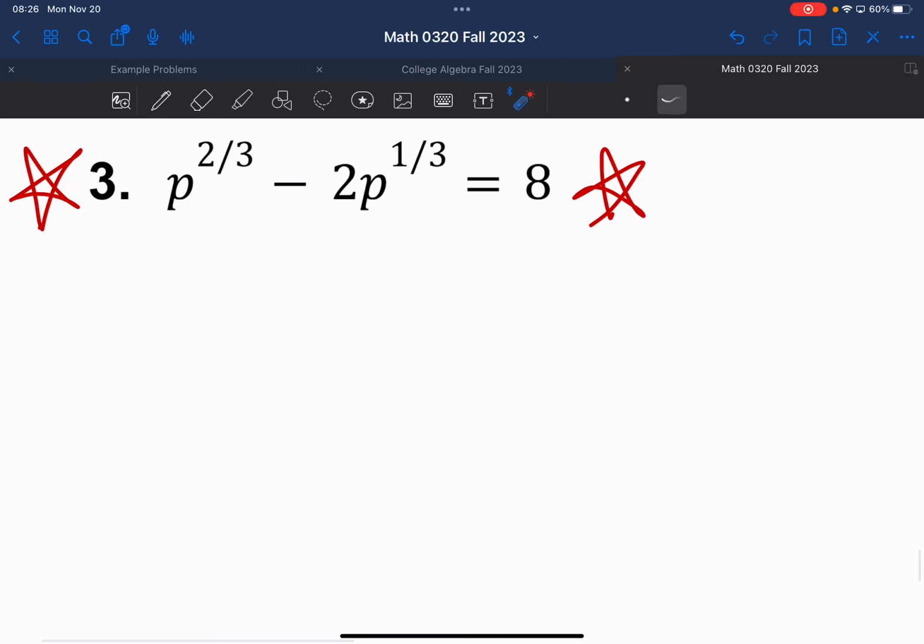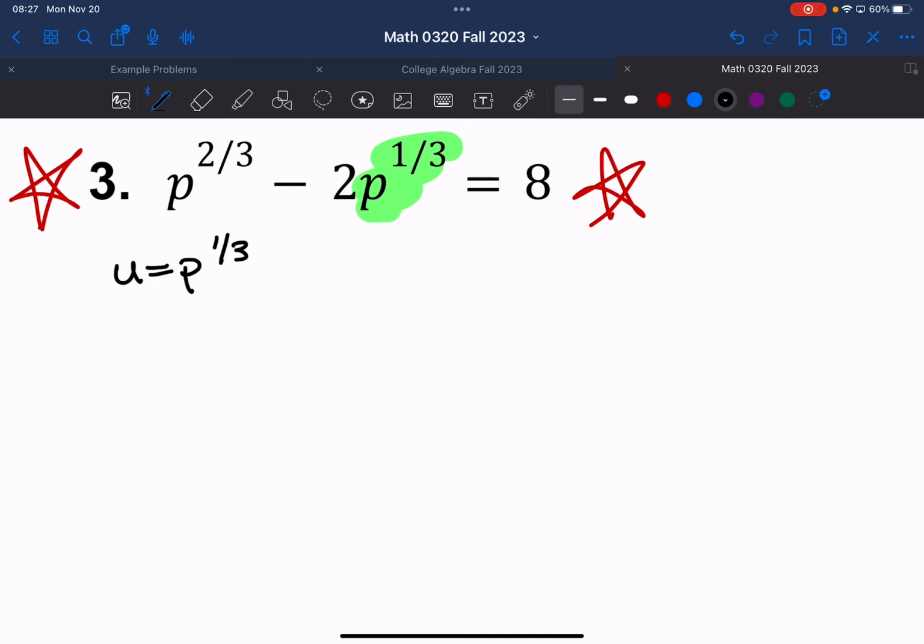Okay. Typically when we see these type of problems, you're looking at the b value. So you're looking at this part right here, that b value. So the part after the b value, and that value is p to the 1/3. That's what we're going to let our u be equal to. So u is equal to p to the 1/3.